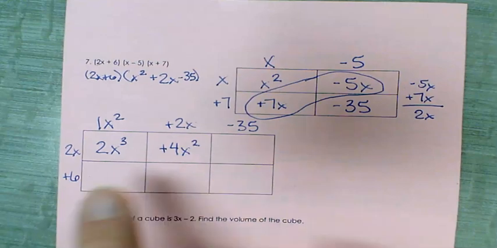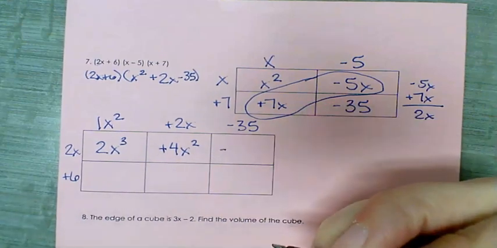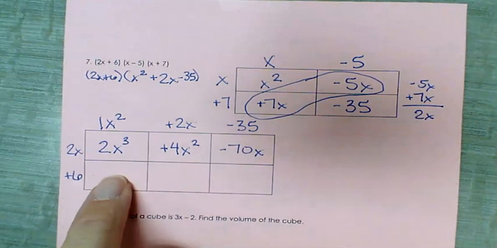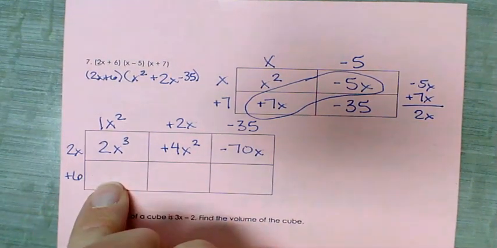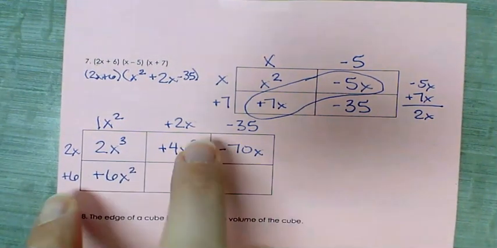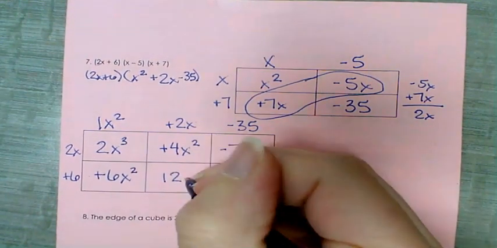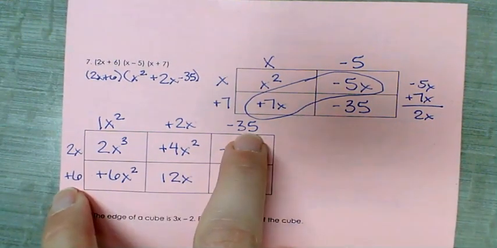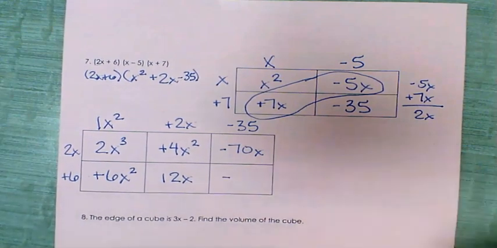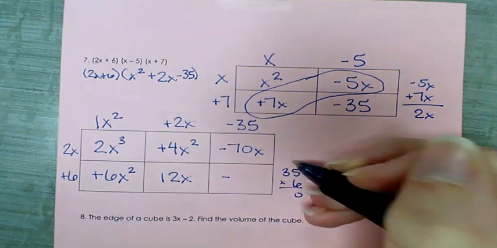Last box in the top right, I've got 2x times negative 35. A positive times a negative is a negative. 35 times 2 is 70, and then it has an x with it. For this box, 1x squared times 6, well, that's a positive. 1 times 6 is 6, and it has an x squared. These two, 2x times 6, 2 times 6 is 12 with an x. And finally, negative 35 times 6 here. Positive times negative is a negative. 35 times 6 is not something I have memorized, so I might out to the side do 35 times 6.